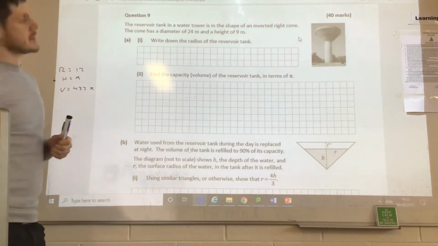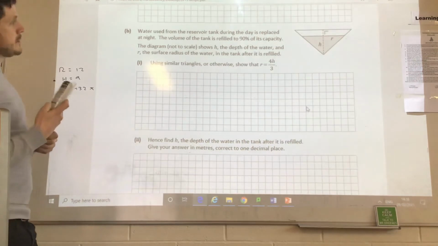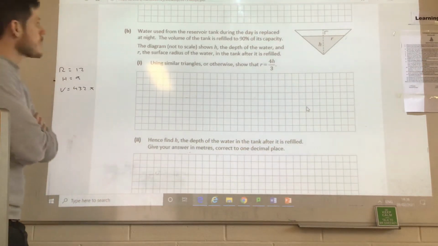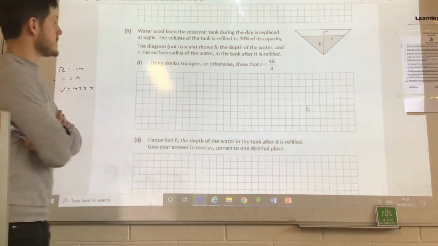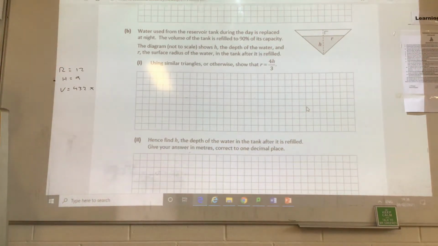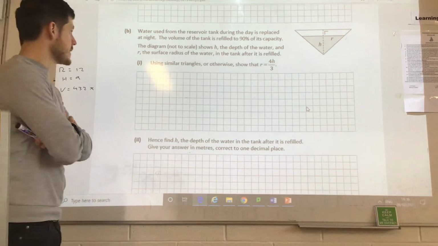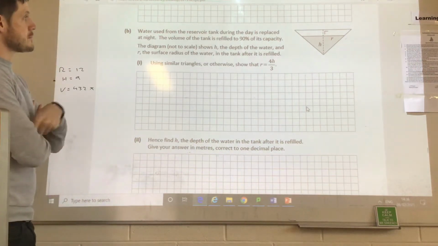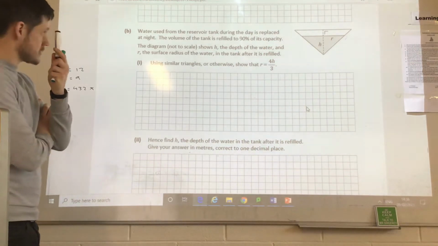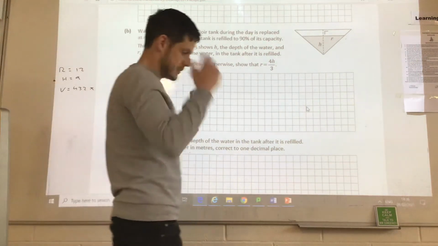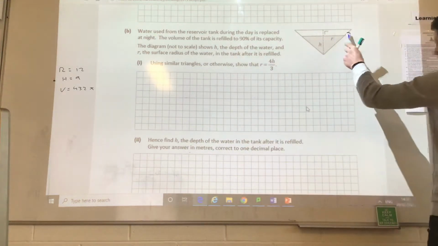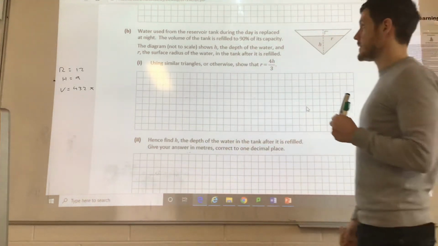Now, this is probably a little bit trickier than you would get in your Leaving Cert. We'll have a little go anyway. So, water used from the reservoir tank during the day is replaced at night. The volume of the tank is refilled to 90% of its capacity. The diagram, it's not to scale as it says there, shows h, the depth of water, and r, the surface radius of water in the tank after it's refilled. So we get the situation here: the tank is empty, at night time it refills, and that's 90% of the capacity there.